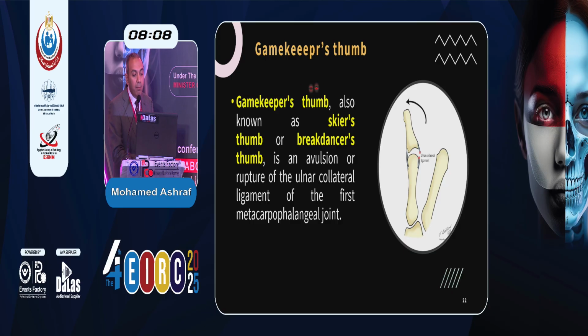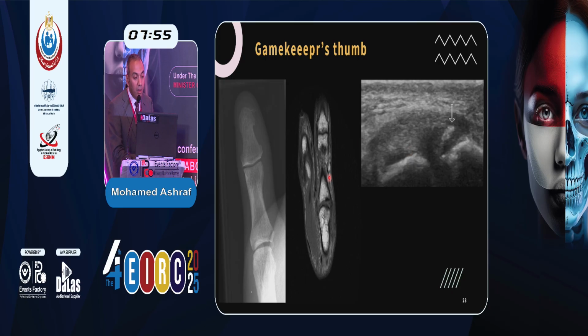The gamekeeper thumb, which is also known as the skier thumb or breakdancer thumb, is an avulsion fracture or avulsion and rupture of the ulnar collateral ligament, which may be associated with avulsion in a bone. Here we can see the avulsed bony fragment. This is in the MRI, and this is in the ultrasound.